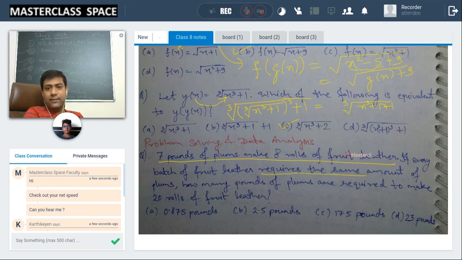This is the same thing. This requires the same amount of plums. It means it's in a ratio. How many pounds of plums are required to make 20 rolls of fruit leather? Easy. Yeah, that's easy. 17.5. So C. 17.5, C. Yeah, what you have done, 7 by 8 equals x by 20, and that gives 17.5.